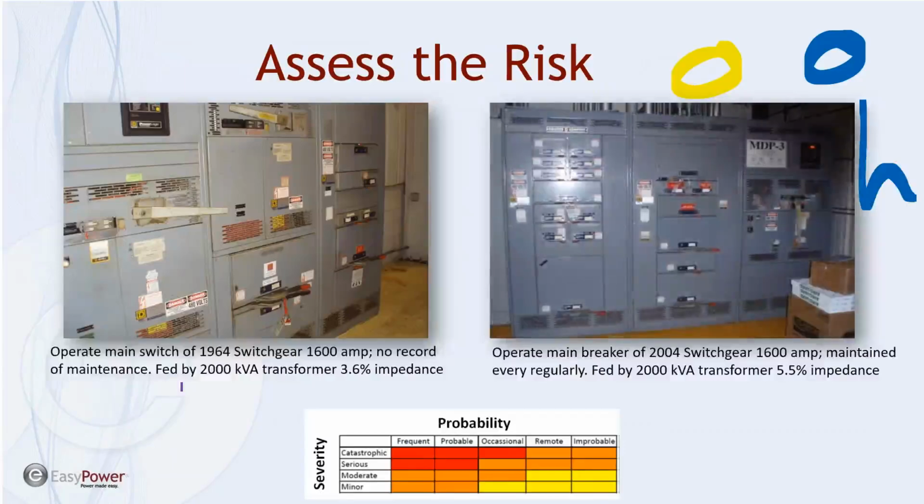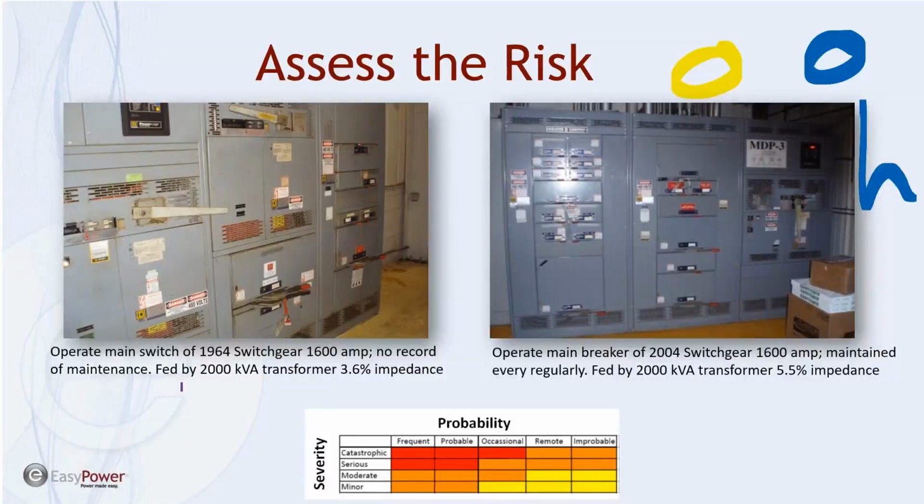So here's a couple of scenarios. We have one on the left, 1964 switchgear, 1600 amps. One on the right, 2004 switchgear, 1600 amps. This gives you an idea of the differences in the risk level when you're doing work on equipment. The one on the left, 1964, is 50 years old, with no record of maintenance. It's fed by a 2000 kVA transformer, just like the other one.